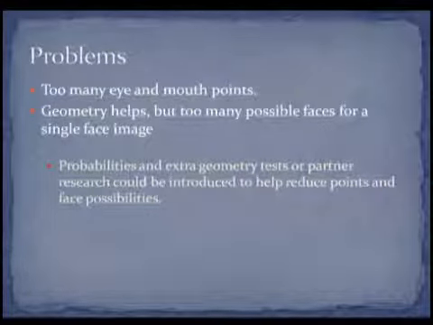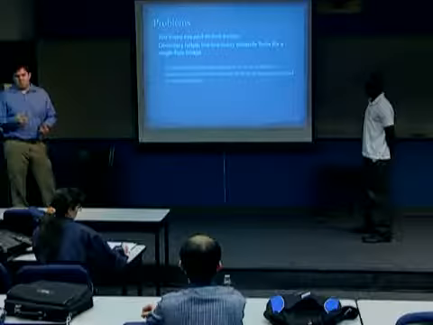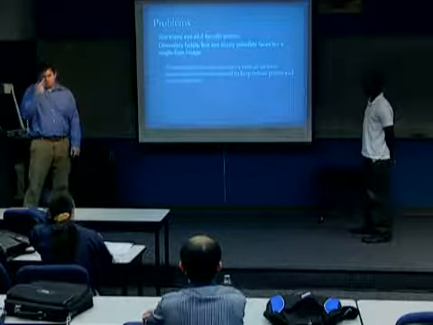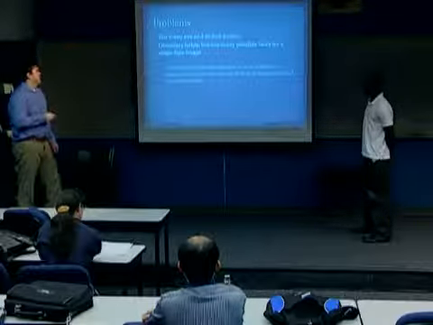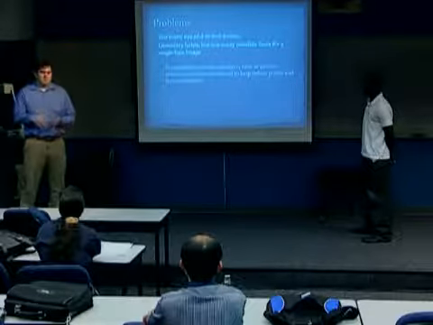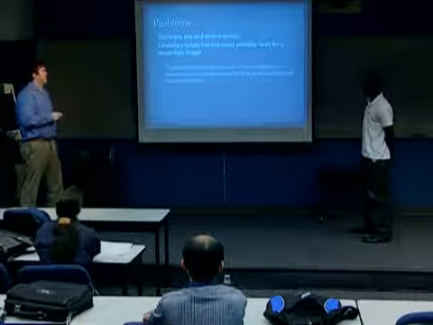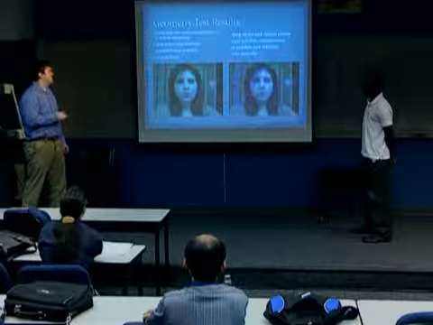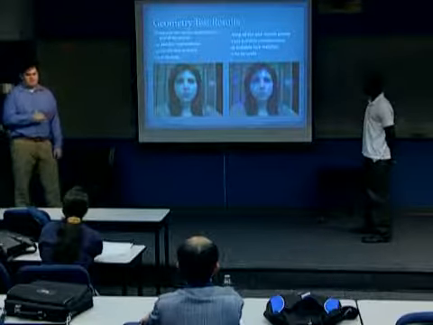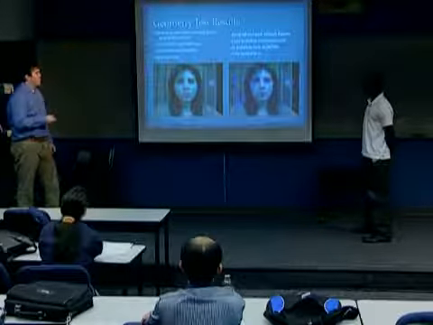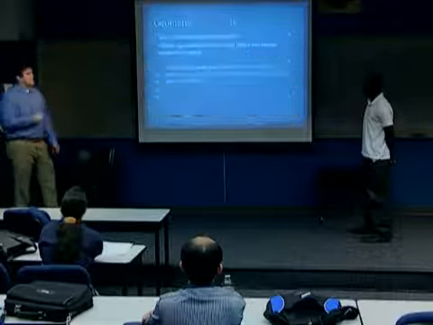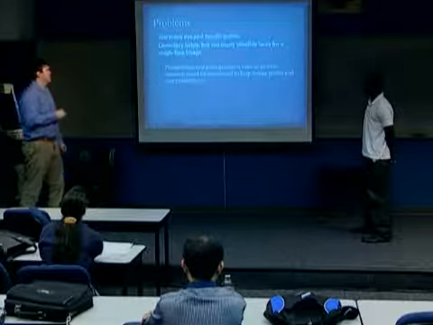Now the problem with the research and the code that I have is there are quite a few mouth and eye points. 14 to 16 doesn't seem like a lot, but depending on the image, it could be more or less. We're trying to eliminate a lot of those eye and mouth points. The geometry helps, but even with geometry, for only one face, it finds 3 possible face images, and that's only using the correct mouth point. If I use every point, it finds a total of 19. So that's a little more than you want to get.